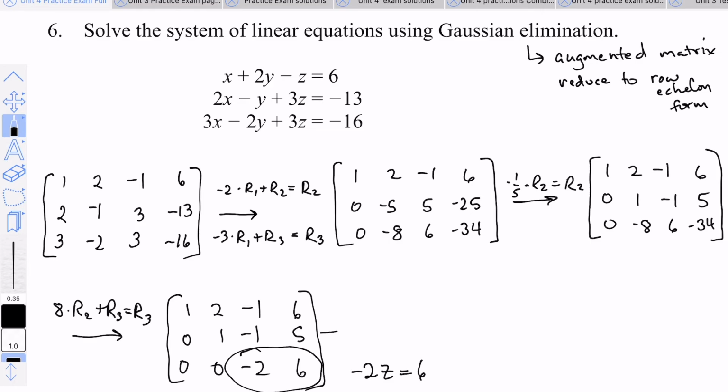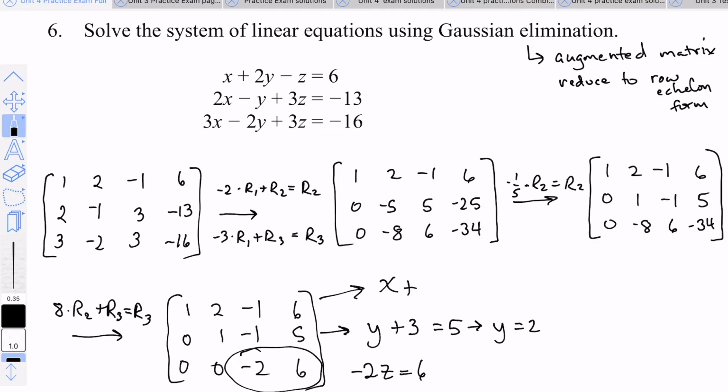Now we take a step up to this row, which represents the equation 1y minus 1z. But since we know that z is -3, minus -3 is +3, and that equals 5. Subtract 2 and we get y equals 2.